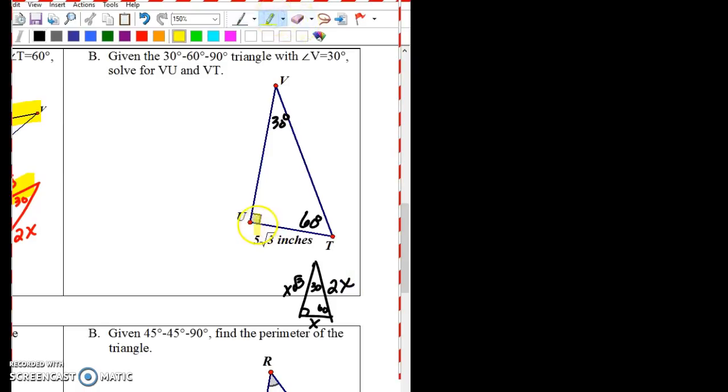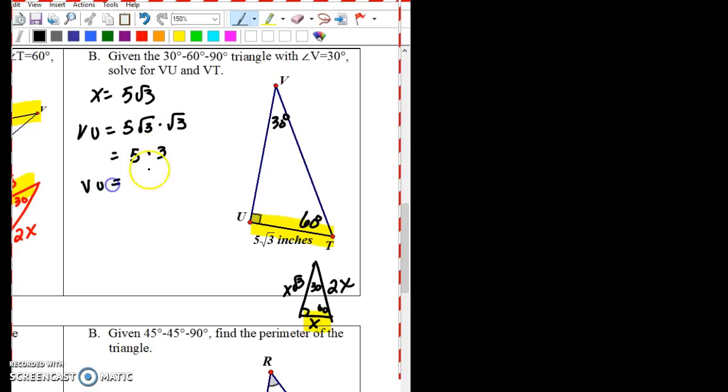So TU is corresponding to x. So I know x is 5 square root of 3. Well, if I want to find VU, well, VU would be x times the square root of 3. So x is 5 square root of 3 times square root of 3. That gives me 5. The square root of 3 times the square root of 3 is square root of 9 times 3. So VU is 15.